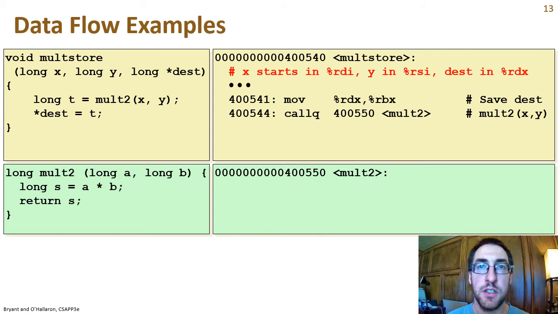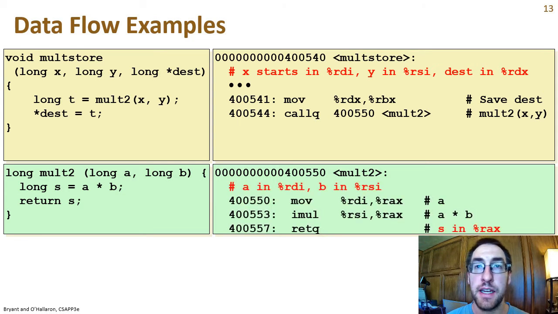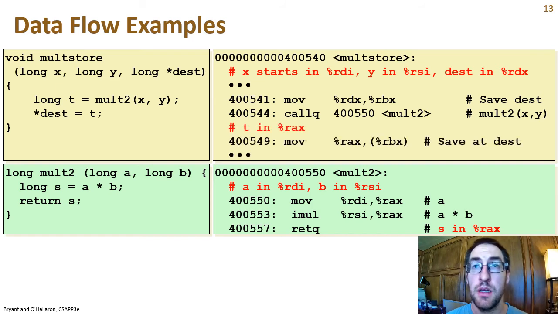RBX is callee saved, so its value would have to be saved to the stack before writing to it like this. Then the call is made to mult2. There it knows that its input arguments are in RDI and RSI, so it does its calculation, putting the result in RAX, which is the return register, so it can just return. Note that retq is essentially the same as ret. It just specifies that the return address is a 64-bit instruction pointer. When the call returns, mult_store knows that its variable t is in the RAX register, which it stores to the address of dest.